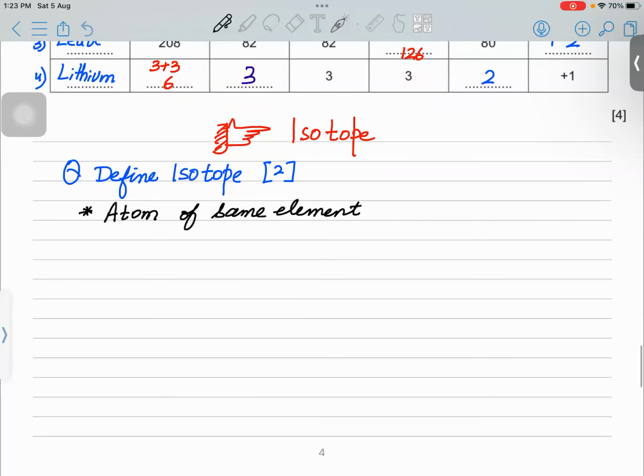Now, the second statement for the 2nd mark. Yes, it's the same atomic number, but a different mass number, or nucleon number, whichever one you want to state. This one is for the 2nd mark, right? With the same number of electrons, or you can say protons, or you can say atomic number.